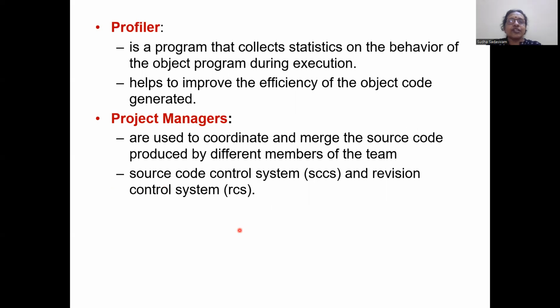Another tool is the profiler, which is used to find out the space occupied or how much time the code takes to execute, and so on. It is used to check the performance of the executable code that is generated by the compiler. Program managers are used to coordinate and merge the source code produced by different team members. So they are used to maintain source code control systems and revision control systems for large products.